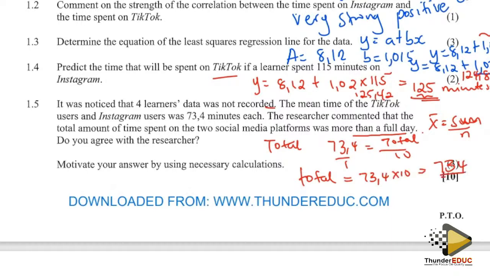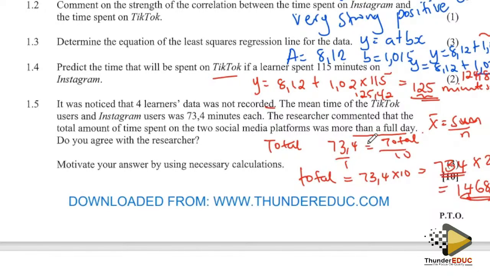This is just TikTok. Then if I look at Instagram, remember it's the same thing. So I'm just going to multiply this by 2. So 734 times 2 just gives me a total of 1468 minutes for both platforms.